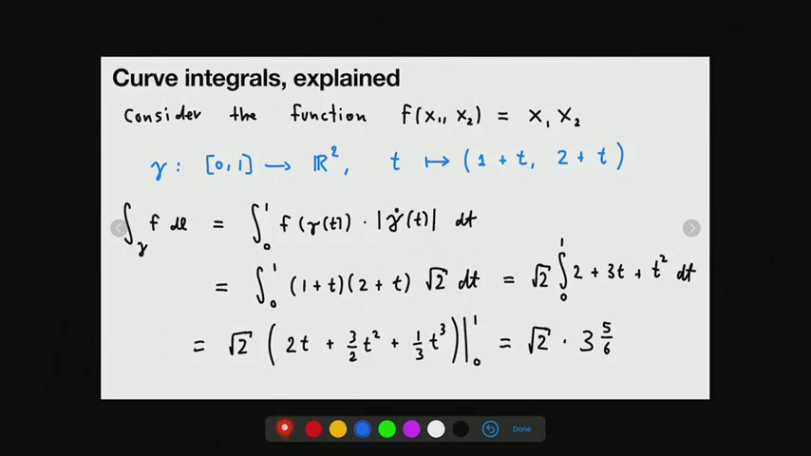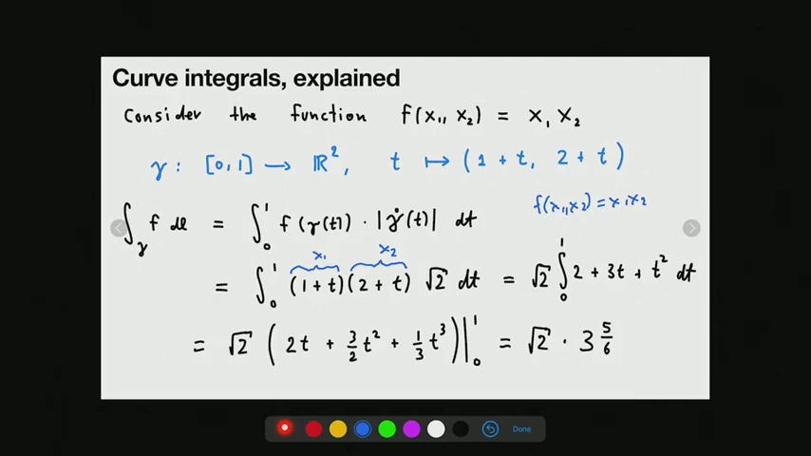Okay, and we know that f is just the product of the two coordinates. So what we do is we plug in the values of the two coordinates depending on the parameter t. This is our x1. This is our x2. So on the one hand that.